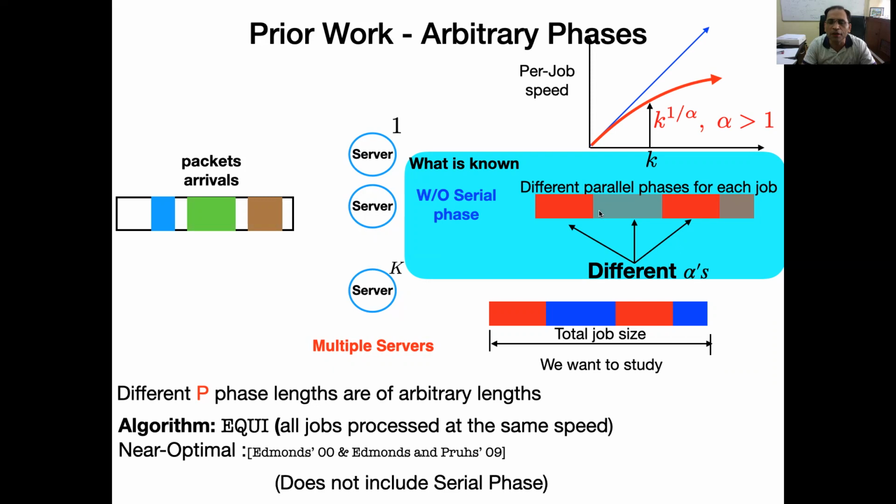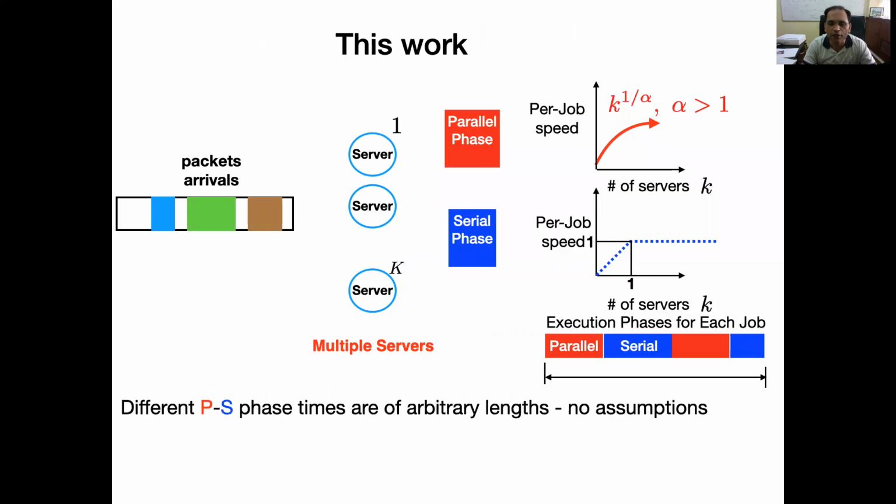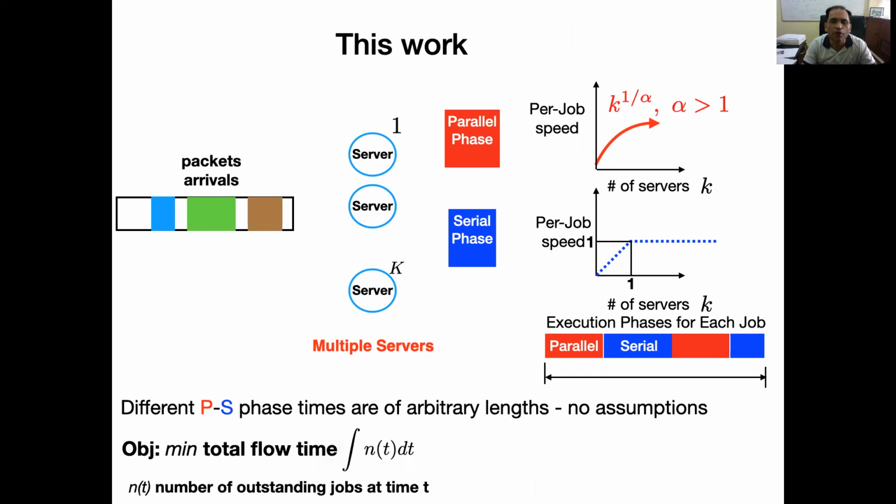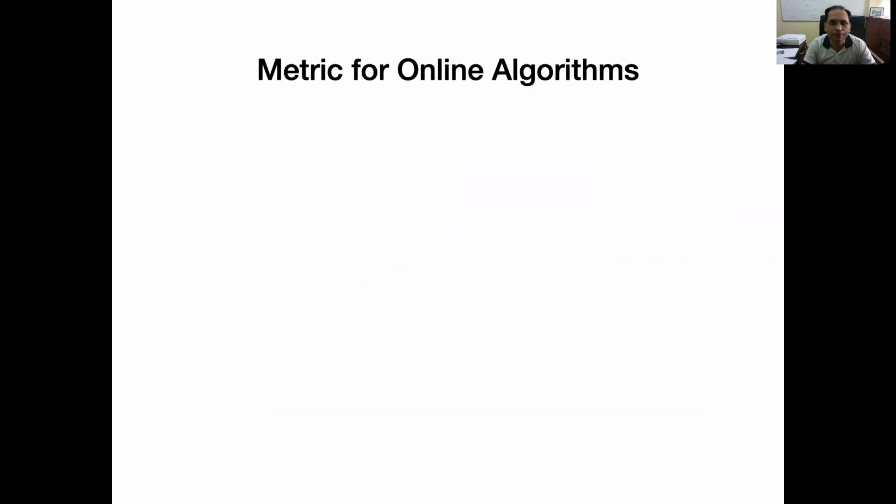So just to recap, in the stochastic world, there is a limitation on IID phase lengths, while in the arbitrary phases, there is no serial phase. So in this work, we will make no assumptions about how long the parallel phases are going to be, no stochastic assumptions, and we will incorporate both the parallel and serial phase. We want to find an optimal scheduling algorithm which minimizes the total flow time, and we'll also look at the online setting where jobs arrive over time, and at each time t, there is only causal information available.